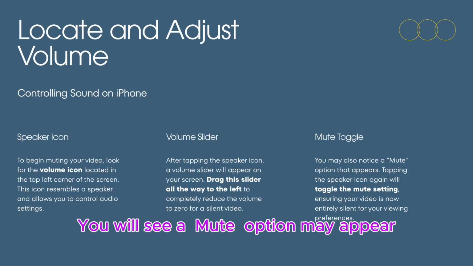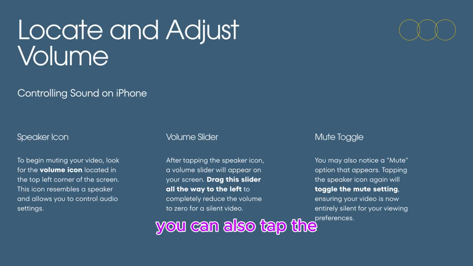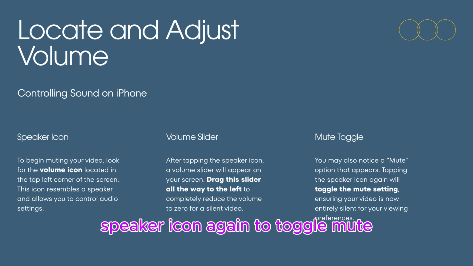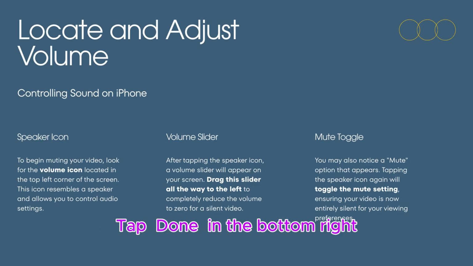You will see a mute option may appear. You can also tap the speaker icon again to toggle mute. The video is now silent. Tap Done in the bottom right.